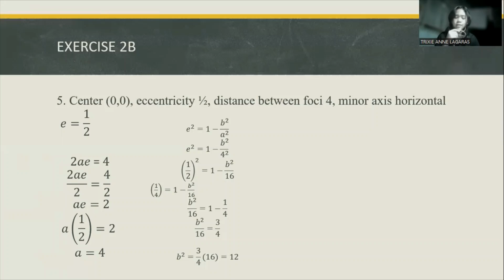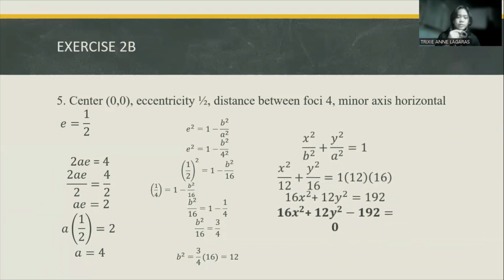So, pwede natin siyang gamitin for equation. So, for the equation, x squared divided by b squared plus y squared divided by a squared equals 1. So, x squared divided by 12 plus y squared divided by 16 equals 1, multiplied by 12 times 16. So, 16x squared plus 12y squared equals 192. So our equation will be 16x squared plus 12y squared minus 192 equals 0.